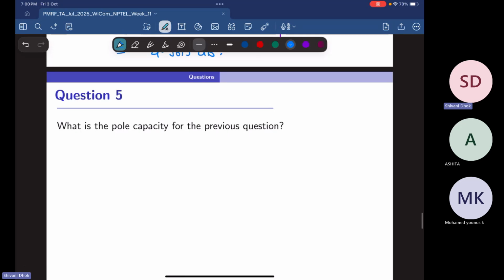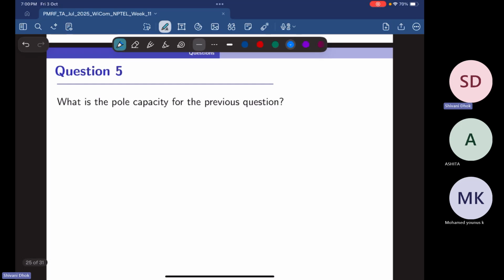The next question says: what is the pole capacity for the previous question? We had seen that whatever SINR we are targeting, how many users can we serve when they are closer to the base station, if all the users are located closer to the base station. So the pole capacity, that is your K pole, is given by Q divided by SINR into 1 plus alpha times nu.